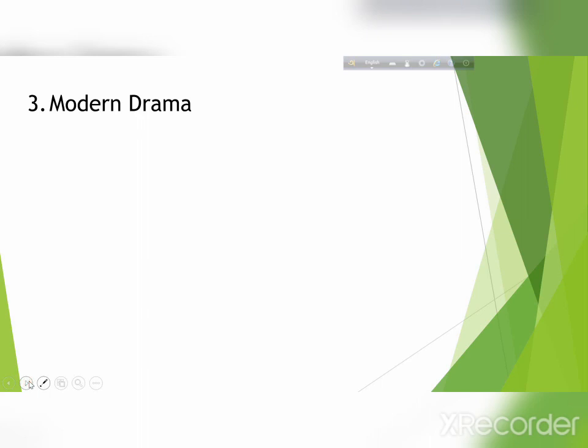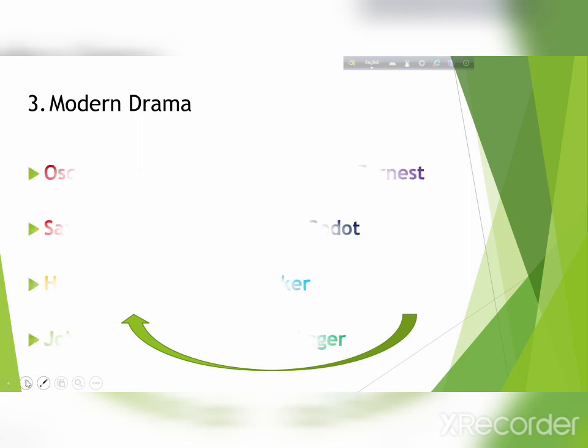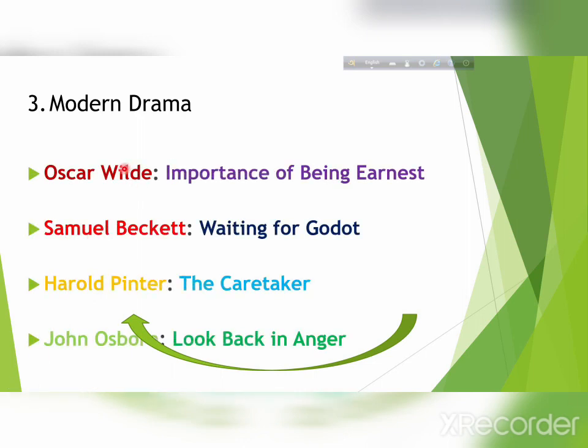The next course is modern drama or the 20th century drama. In this course of modern drama, there are 4 dramas by 4 different dramatists. Among them, first one is The Importance of Being Earnest by Oscar Wilde, who was an Irish poet and playwright.